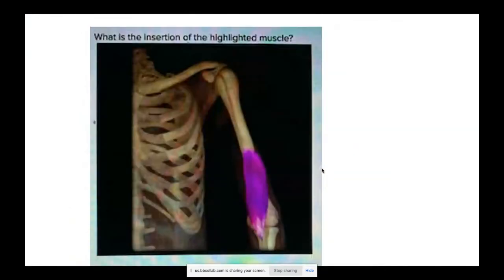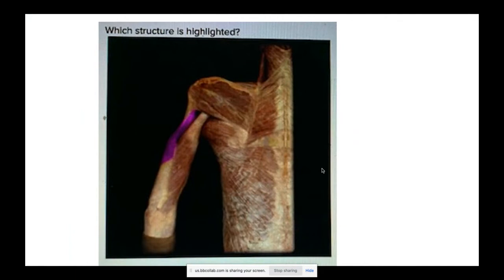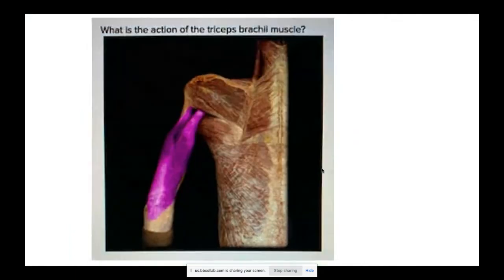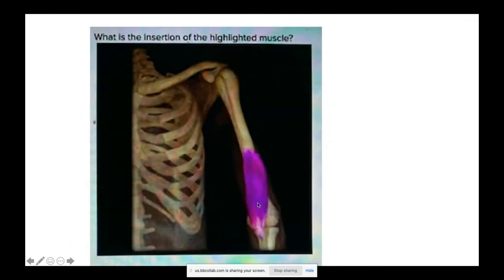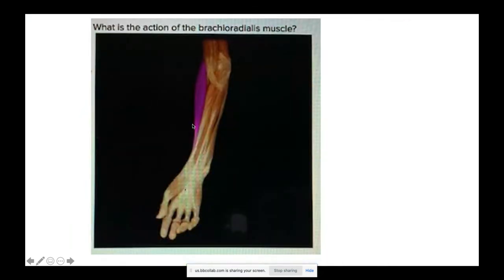All right, so let's go back here very quickly and go through this again. This was the triceps brachii. This is the long head. This is the lateral head. This is the brachialis. The insertion we said was here on the coronoid process of the ulna. This is the brachioradialis. It originates on the shaft of the humerus and inserts on the styloid process of the radius. This is an elbow flexor. That's what it does.